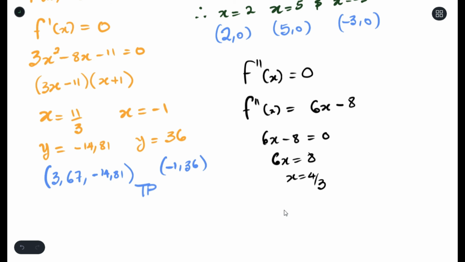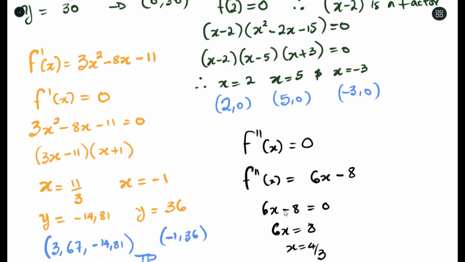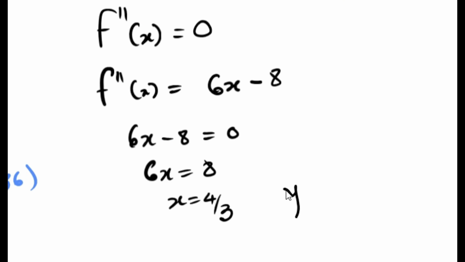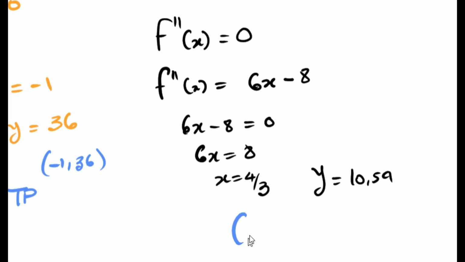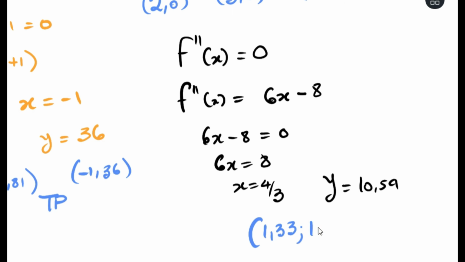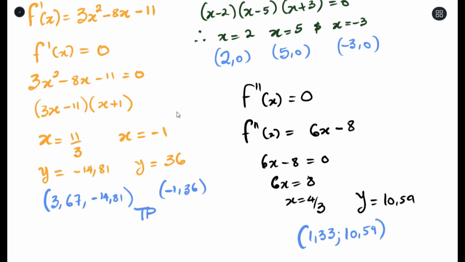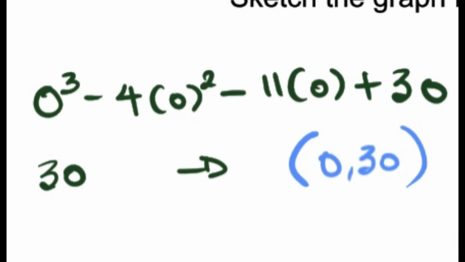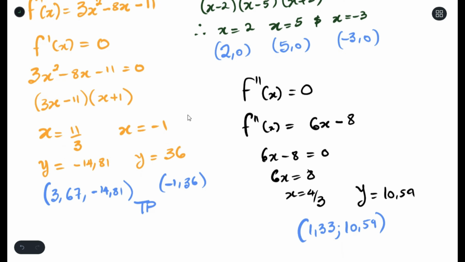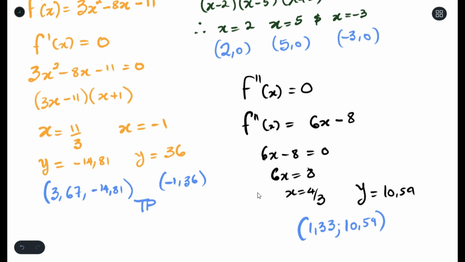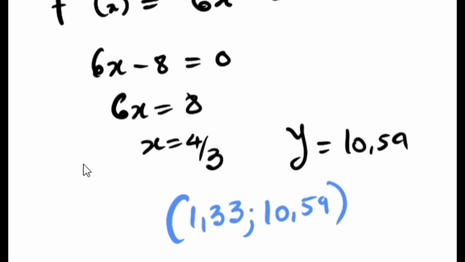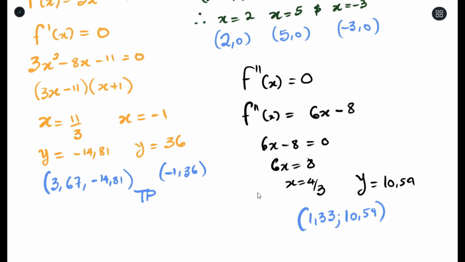Now that we've gotten the x-coordinate of our point of inflection, we just need to substitute it back into the original equation to get the y, which will give you the coordinate of our point of inflection, (1.33, 10.59). Now with this, we have all the coordinates we need. We have the y-intercept, the x-intercepts, the turning points, and an extra point which represents our point of inflection. With this, we should be able to draw the graph.